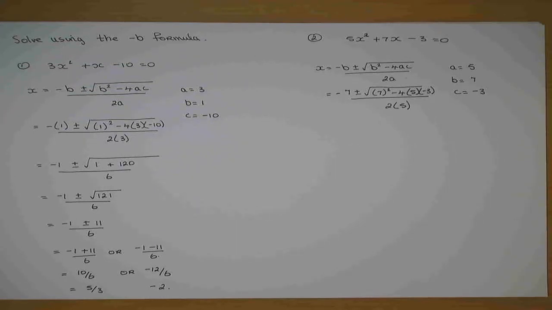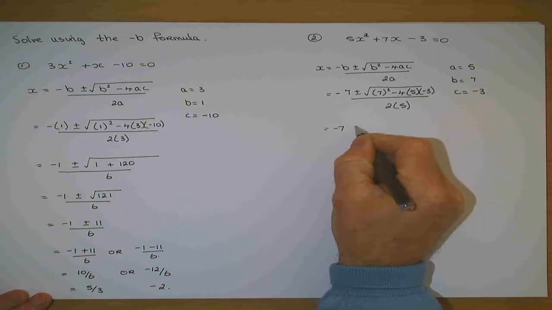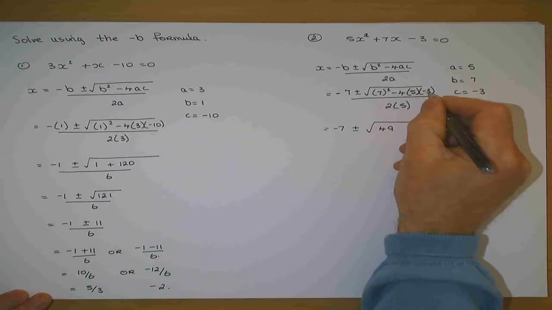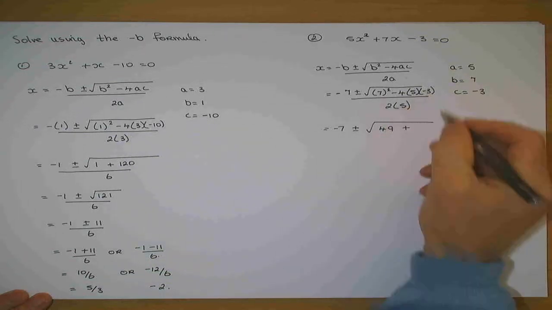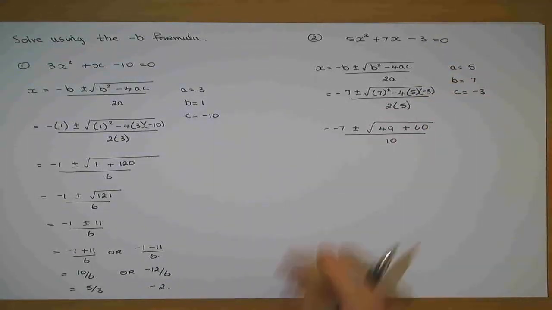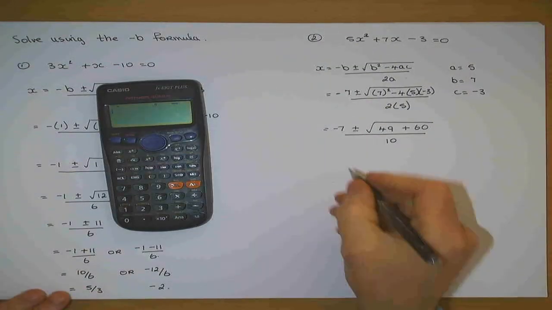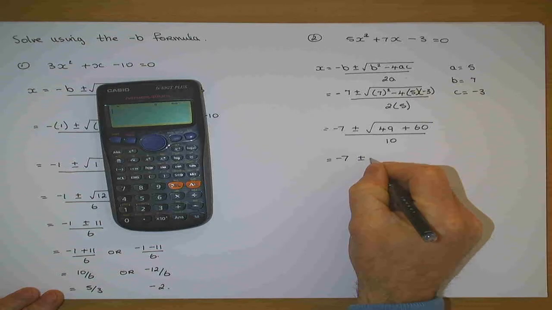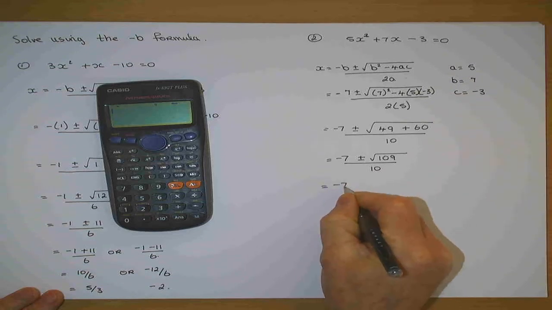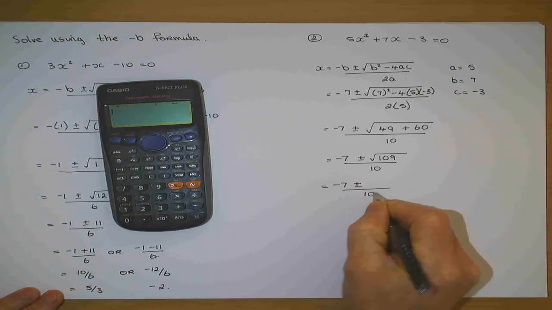Okay. Thanks. So, after the next step, minus 7, well, that's just minus 7. Plus or minus the square root of 7 squared, 49. Minus by minus, 4 5s, 20, by 3, 60. All over 2 5s, 10. That's equal to, this isn't a perfect square, minus 7 plus or minus the square root of 109 over 10.